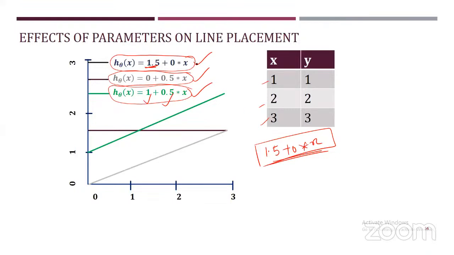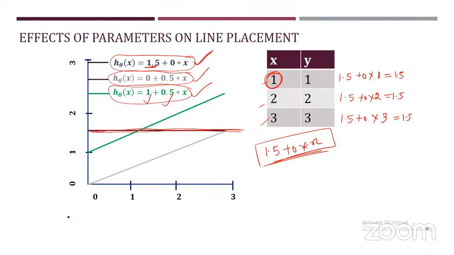Suppose you are taking this one. For this value, what will be your prediction? It's going to be 1.5 plus 0 into 1, which is 1.5. For 2, 1.5 plus 0 into 2, it's going to be 1.5. For the third one also, 1.5 plus 0 into 3, it's going to be 1.5. So irrespective of whatever value you supply, all the time it's going to be 1.5. So the placement is going to be this line which I have just drawn.